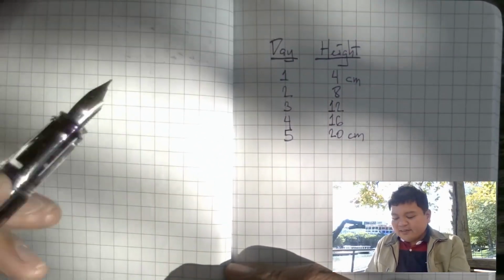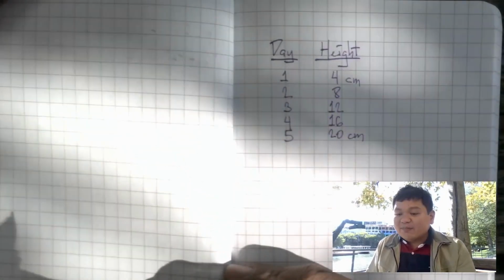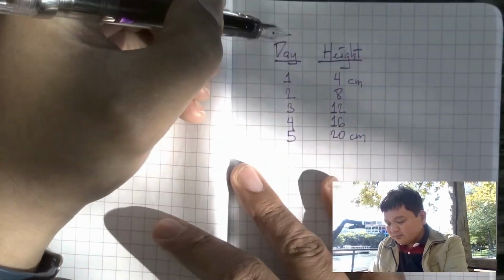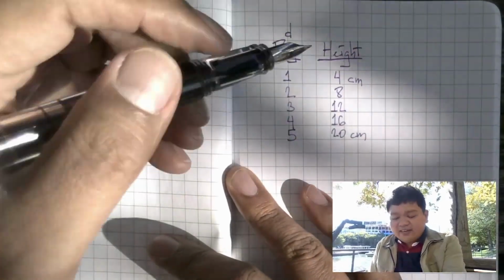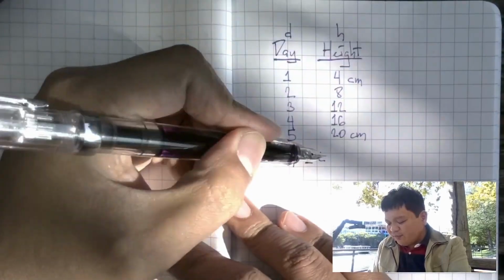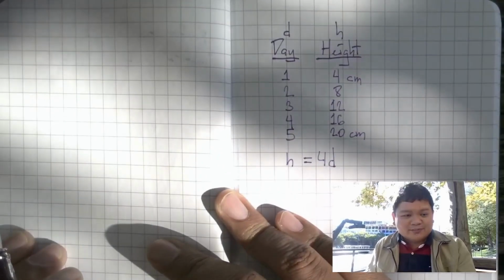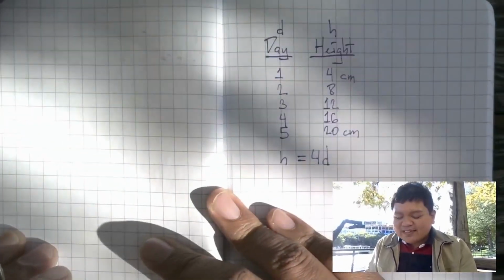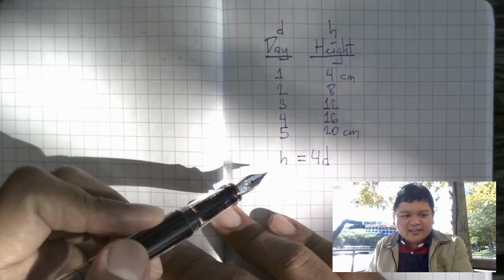Since 4 completely determines the relationship, there is a more compact way of representing it. If the day is replaced by the letter D, and the height is replaced by the letter H, then the equation H equals 4D represents the same relationship as before. H equals 4D just means that if you know the day, then multiply it by 4 to get the height.